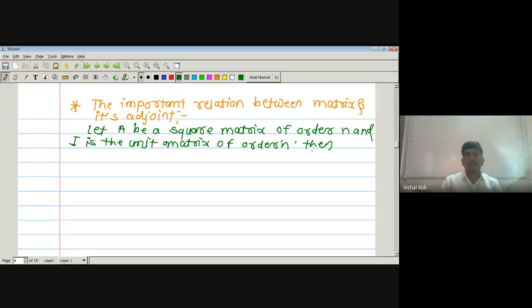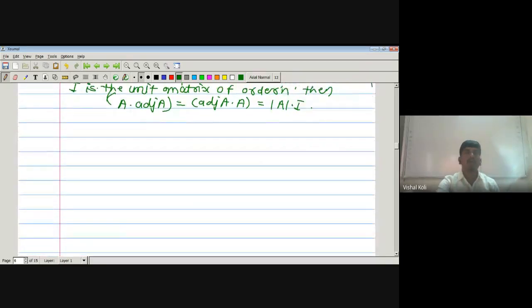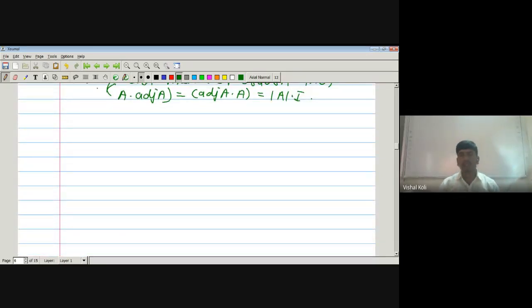Then A into adjoint of A is equal to adjoint of A into A, which is equal to determinant of A into I. So if A is any square matrix of order n and I is the unit matrix of the same order, then A adjoint A equals adjoint A times A equals determinant of A times I. This is an important relation between a matrix and its adjoint, and it is useful to find the inverse of a matrix. So we will define what is the inverse of a matrix.